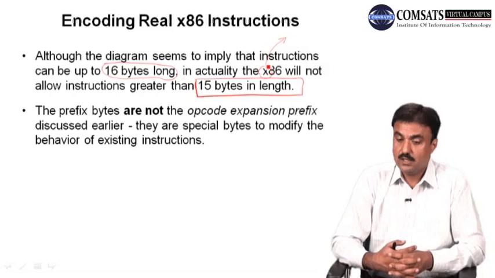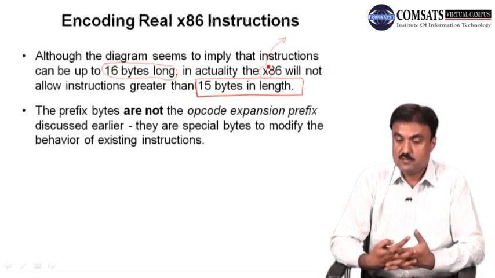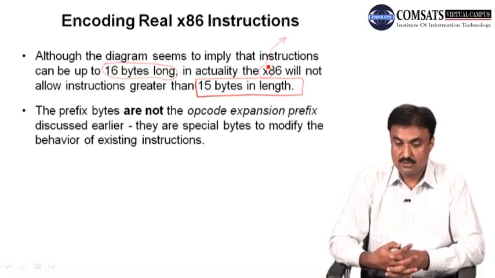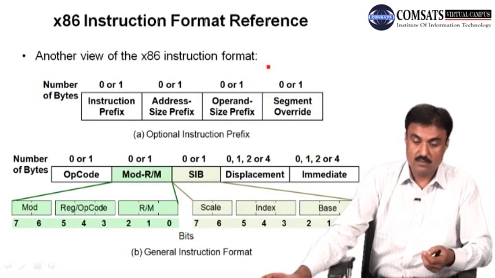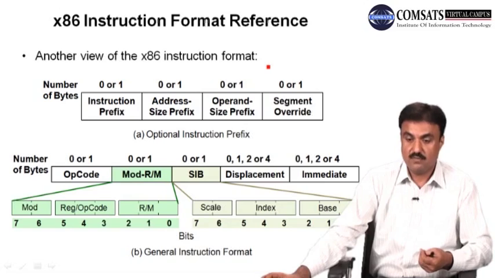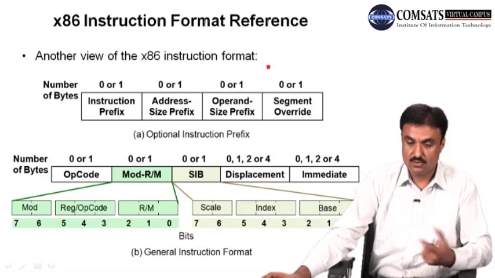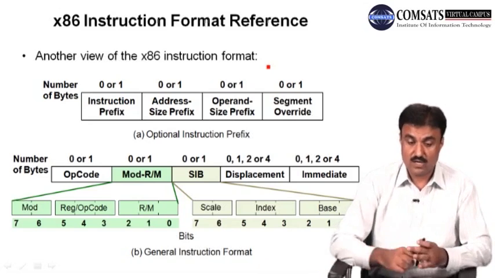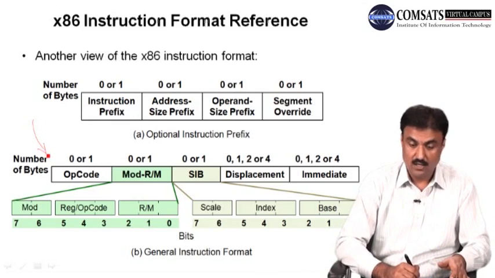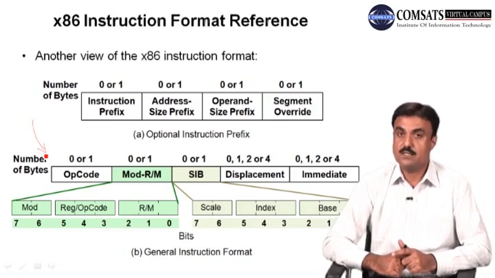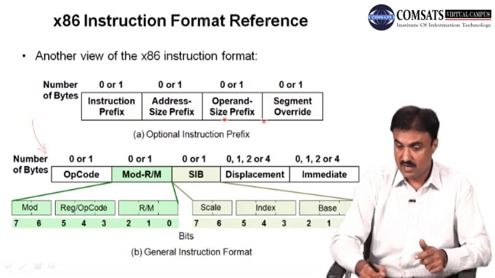So the prefix bytes are not the opcode expansion prefix, as we discussed there. They are special bytes to modify the behavior of the existing instructions. We will see when we are going to use these. Maybe this will not be covered in this lecture, because it's a very huge topic, and the instruction encoding is more complex here. However, we will try to cover everything related to this general instruction format. So this is an overview of the x86 instruction format. So we have 4 prefix bytes.